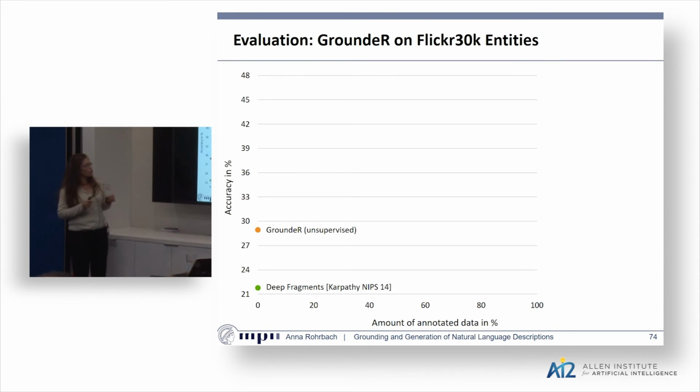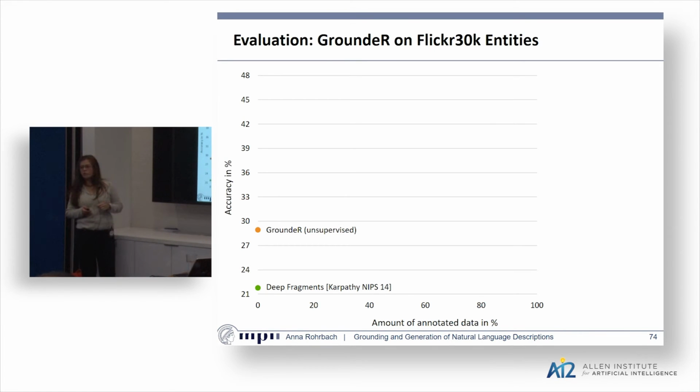Now, the results are shown on this following plot. So the x-axis is the amount of supervision. The 0 basically means unsupervised. The 100 is fully supervised, and everything in between we can have semi-supervised setting, and the accuracy along the y-axis.